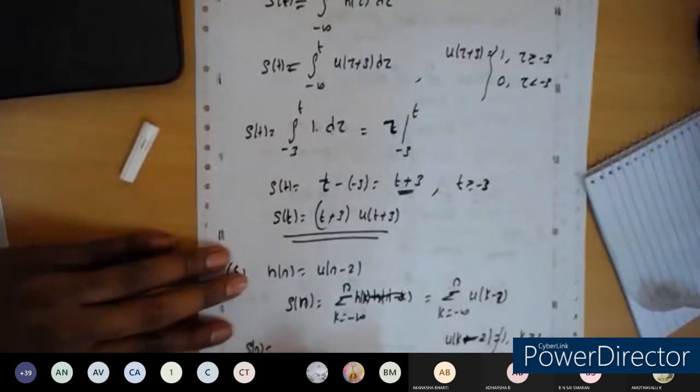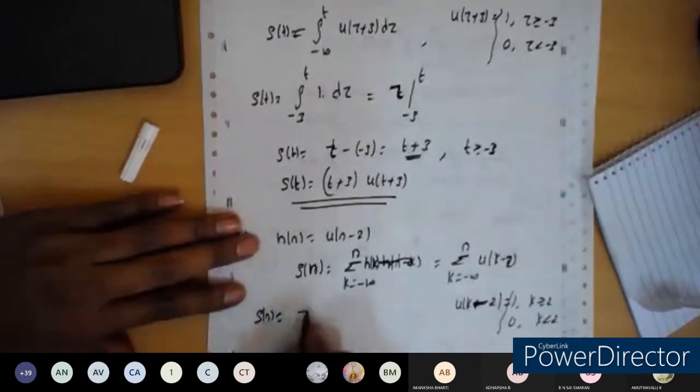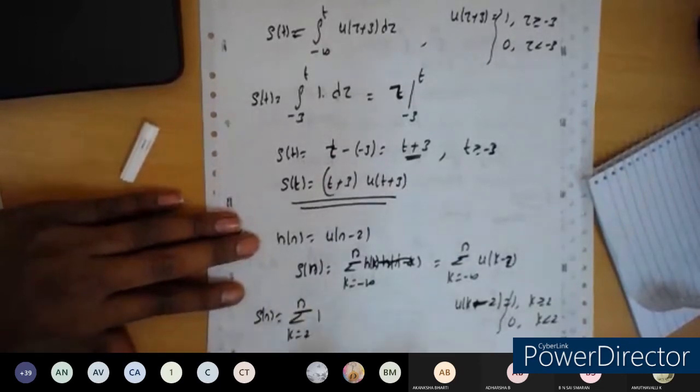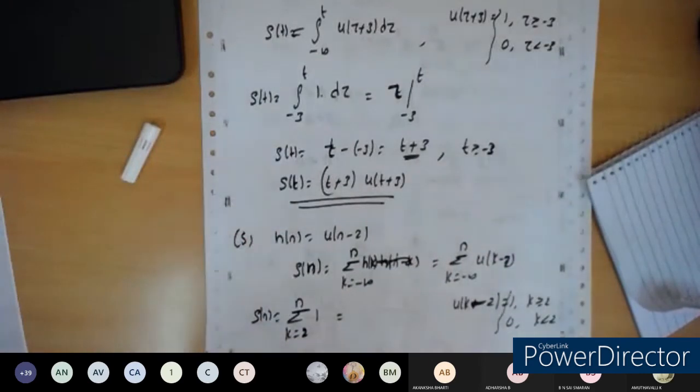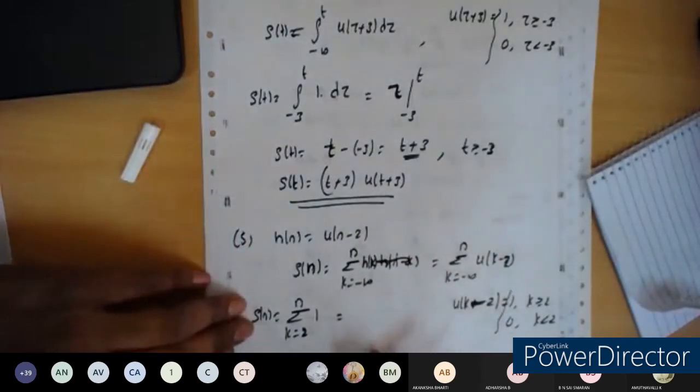So S of n is equal to, changing the lower limit, summation k from 2 to n of 1. This is a sum of finite terms formula, so we can write this one using the formula. What is the formula? We have the modified formula. What do we have?